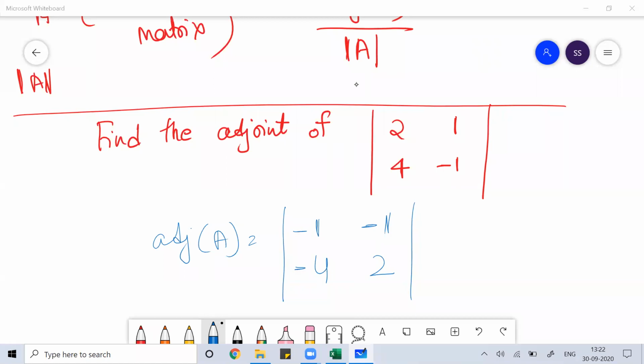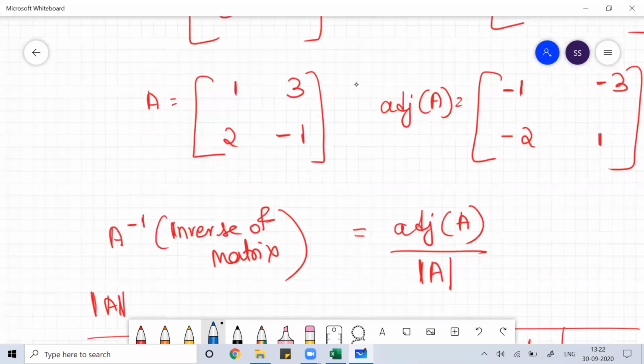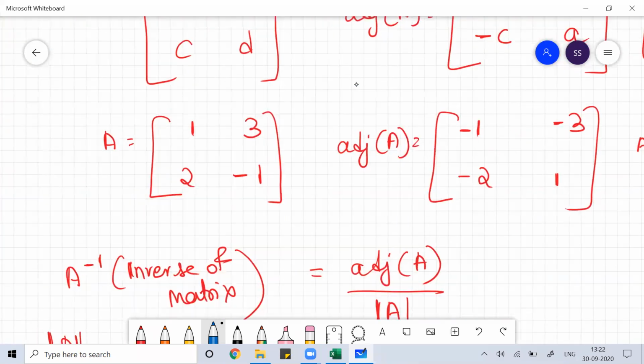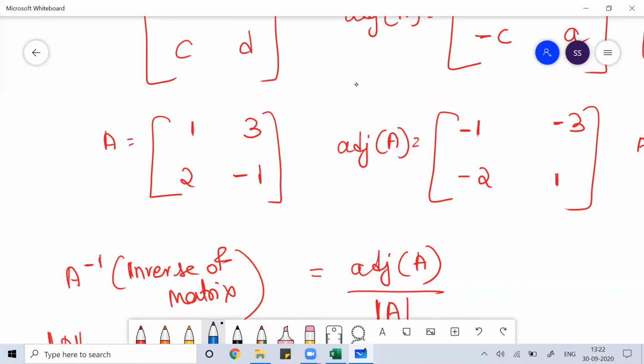That is a determinant. I hope you know how to find the determinant. So what is the formula? What is the determinant of this? The determinant formula is AD minus BC. So 1 into -1 minus 3 into 2, that is 6. So you get -7.